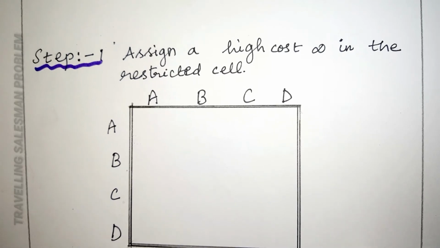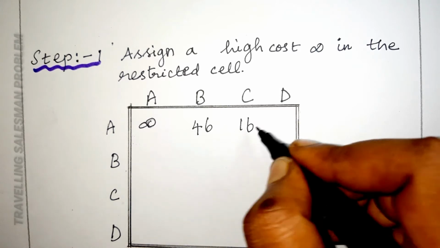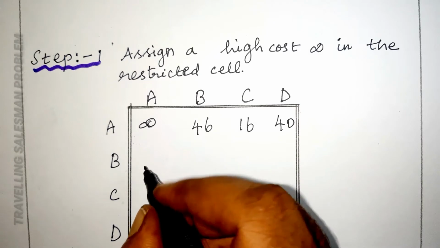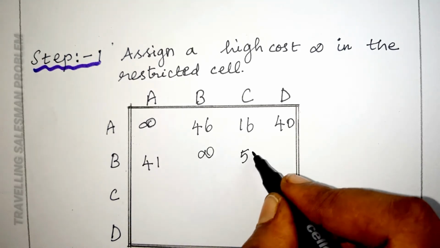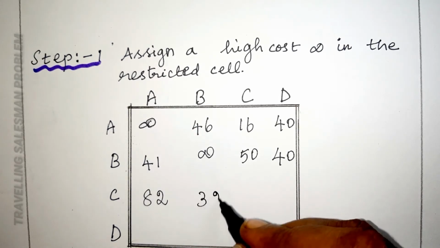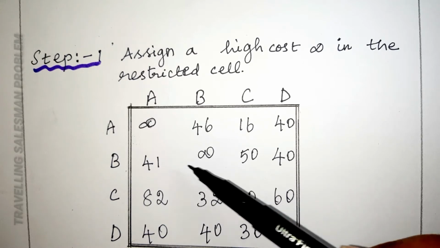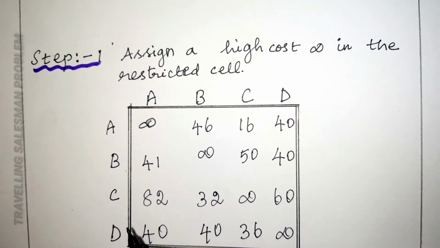Let me write. City A to A is infinity, 46, 16, 40. Second row, 41, infinity, 50, 40. Third row, 82, 32, infinity, 60. Fourth row, 40, 40, 36, infinity. You have to assign infinity for the restricted cells. Here we have 4 cities. Number of rows is equal to 4. Number of columns is equal to 4. So the problem is a balanced one.